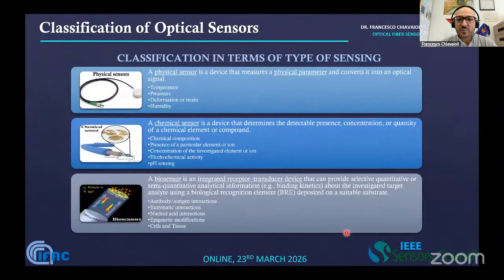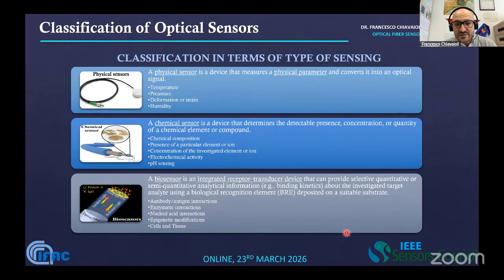Okay, let's start the first part of this seminar. We start with the classification of sensors in terms of type of sensing. So we can have three different devices. We have physical sensors that measure a physical parameter and convert it into an optical signal, and we can measure essentially temperature, pressure, deformation, strain, bending, humidity, and so on and so forth.